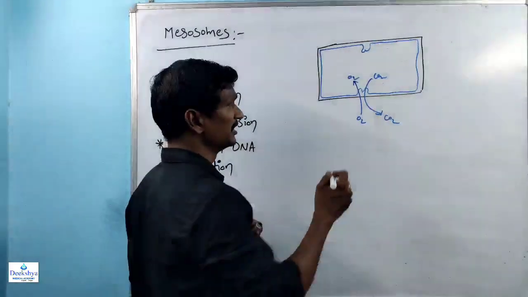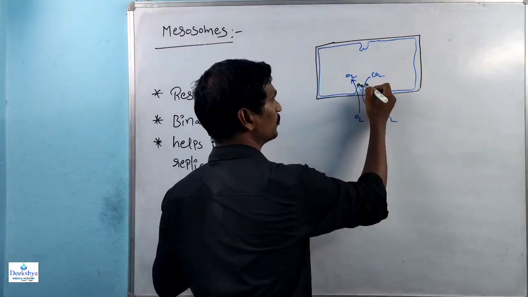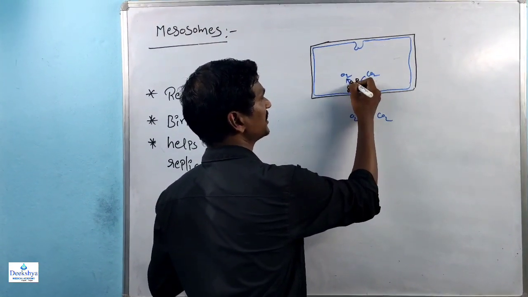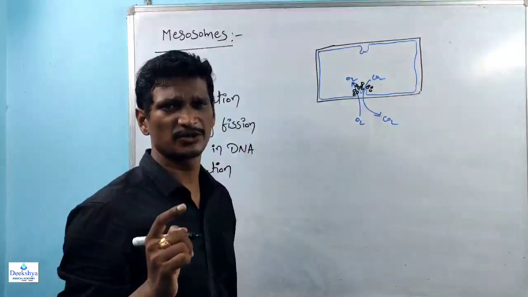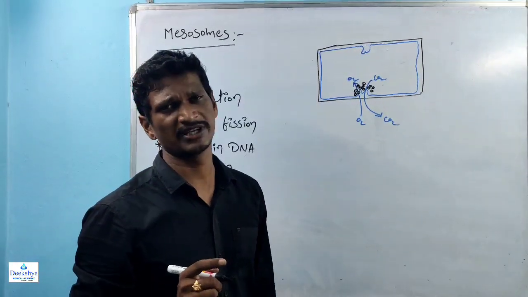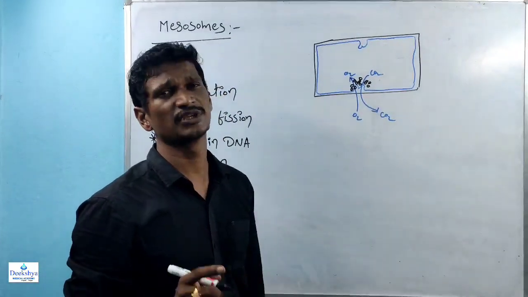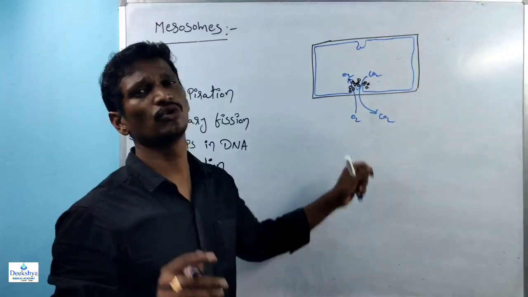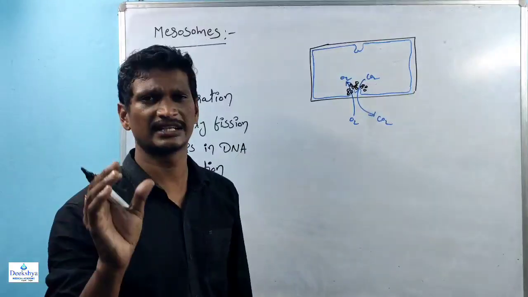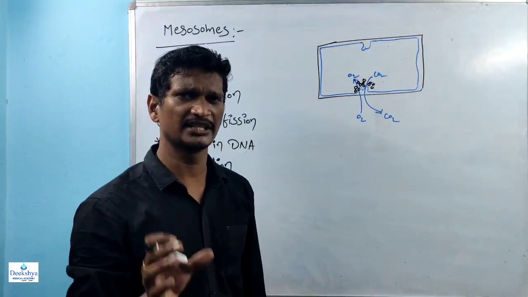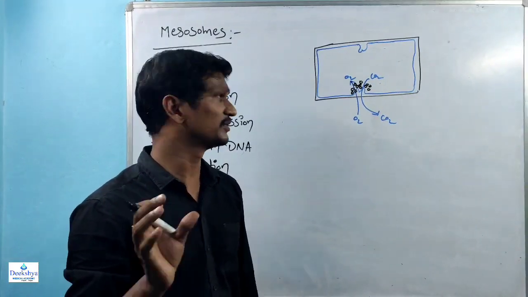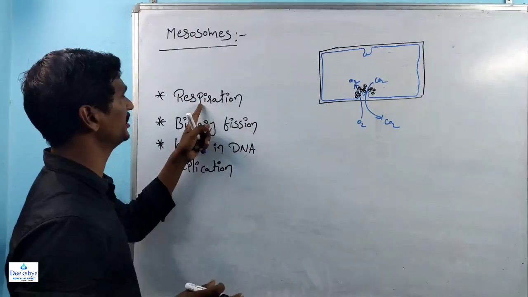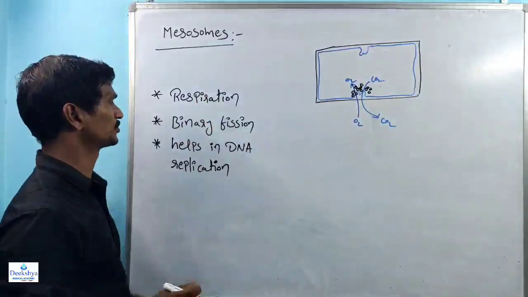Mesosomes have a group of enzymes at the mesosome location. These enzymes are called respiratory enzymes, and they are involved in the exchange of gases. So mesosomes are folded structures, and at those regions a group of enzymes are there, called respiratory enzymes, which are involved in the exchange of gases. So that is the first point: respiration is done by the mesosomes.